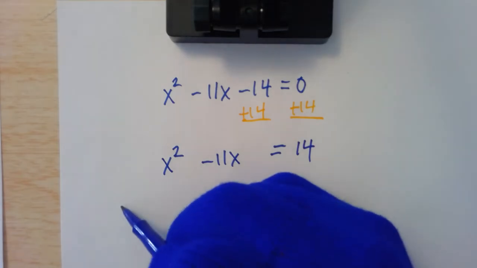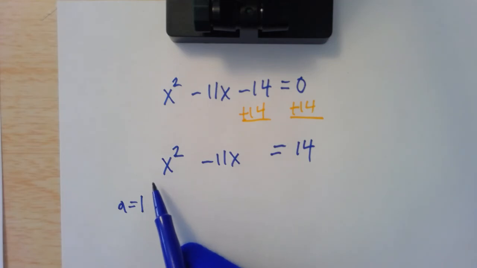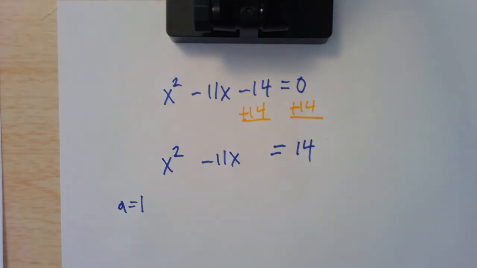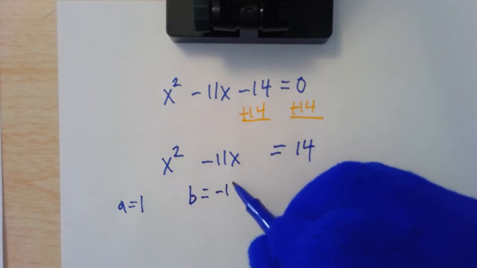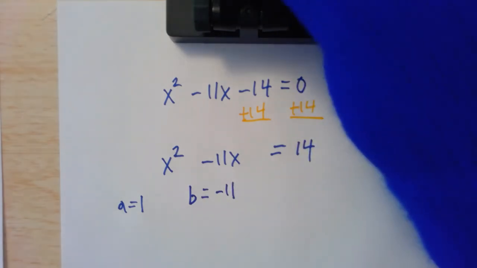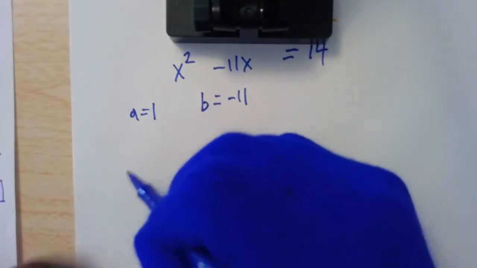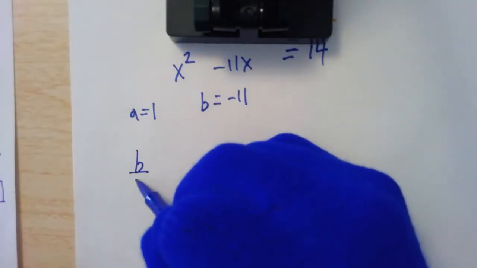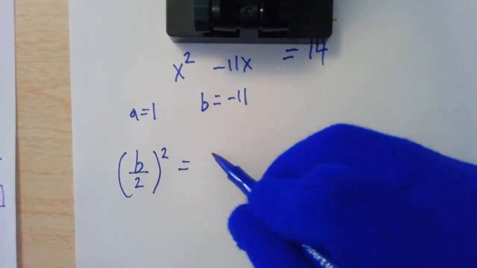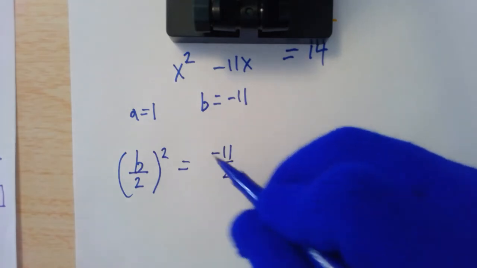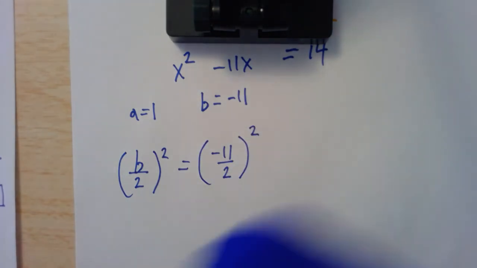Next step, make sure a is equal to 1. Is a equal to 1? Is there a number here? No. Then I know a is equal to 1. Then after that, what is b equal to? b equals negative 11. And I have to use b to find my perfect square completer. So if I'm going to use b, I know the formula is b over 2 taken to the second power. And I know that's going to be negative 11 over 2 in parentheses to the second power. Let's go.